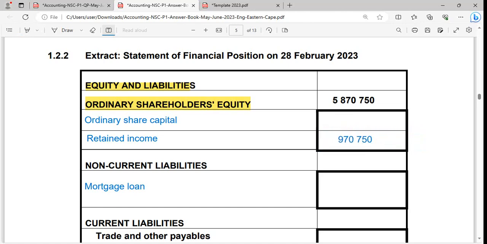So now guys, sesizokwazi ukuthola the ordinary share capital. So for ordinary share capital, we're gonna subtract 970,750 from 5,870,750. So this is the balancing figure actually. 5,870,750 minus 970,750, I'm getting 4.9 million. So share capital is 4.9 million. Then guys, we are done with the ordinary shareholders equity part.